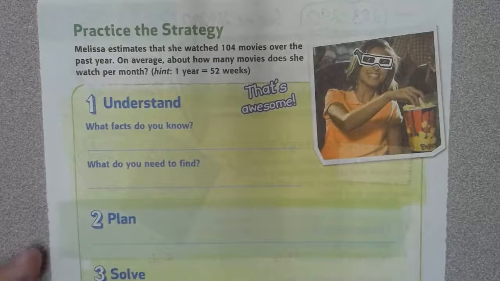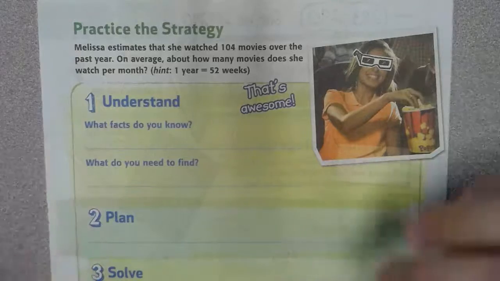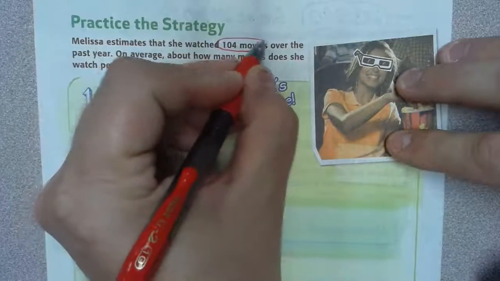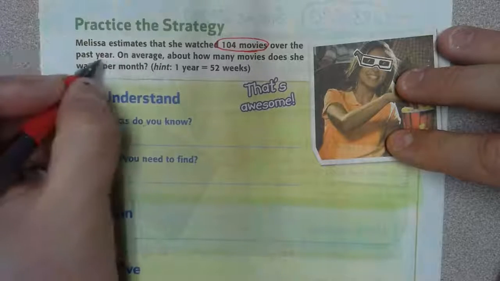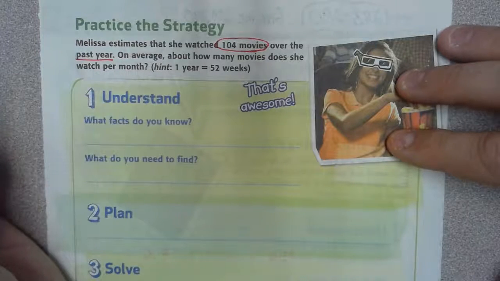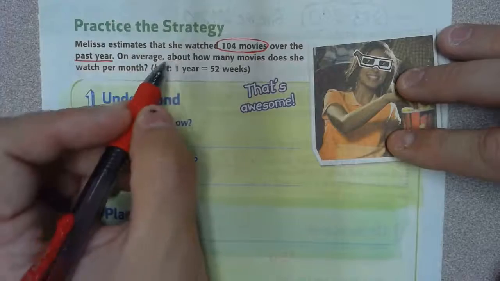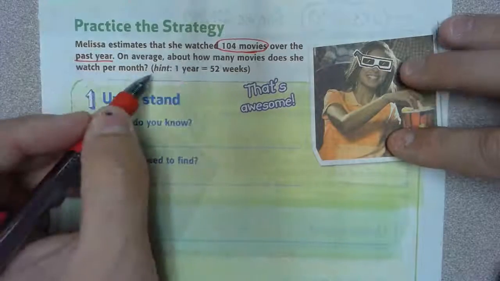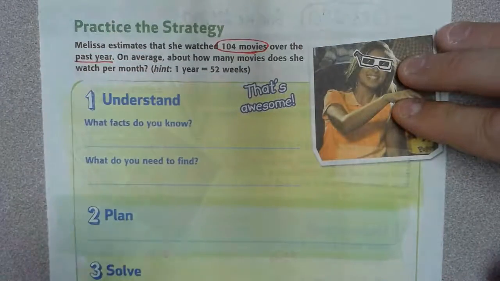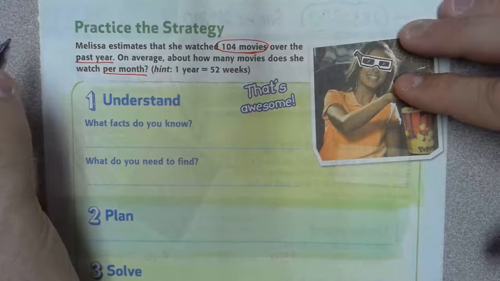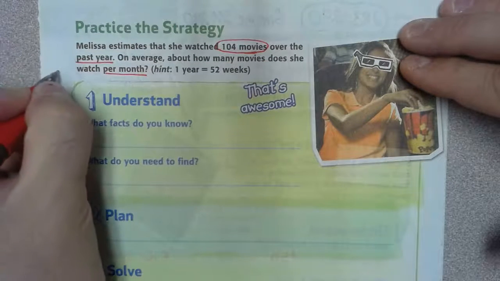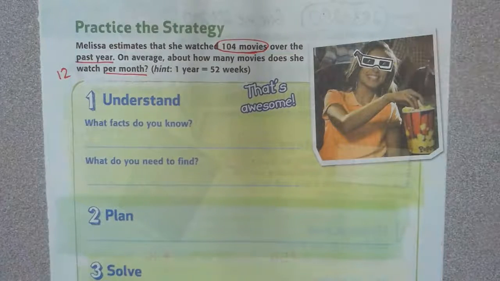Melissa estimates that she watched 104 movies. So I'm going to circle 104 movies over the past year. I'm going to underline year because that seems like it might be something I'm going to need. On average, about how many movies does she watch per month? How many months are in a year? 12. Okay, I'm going to put right here 12 months in a year. I'm going to put that number there just because I think maybe we'll need that.